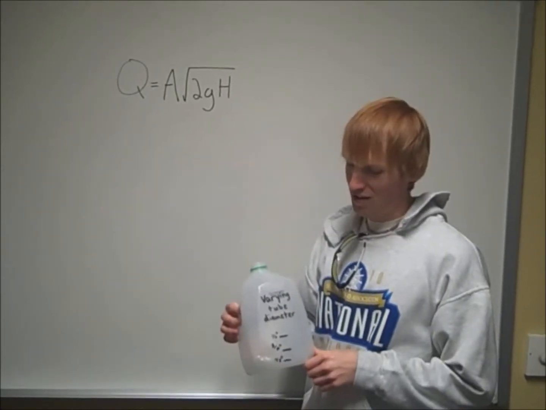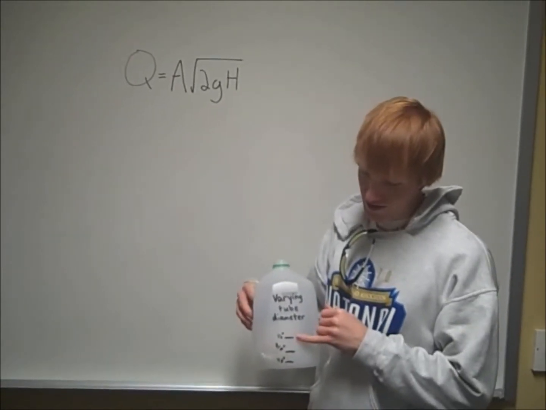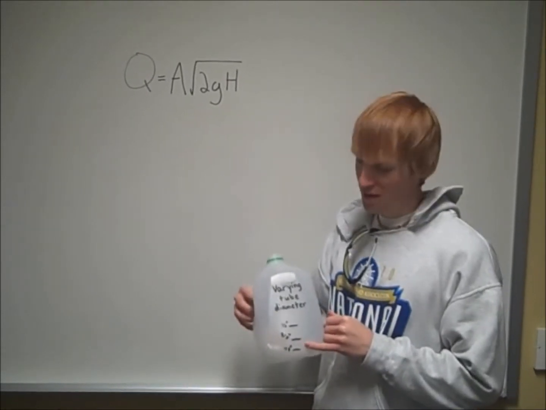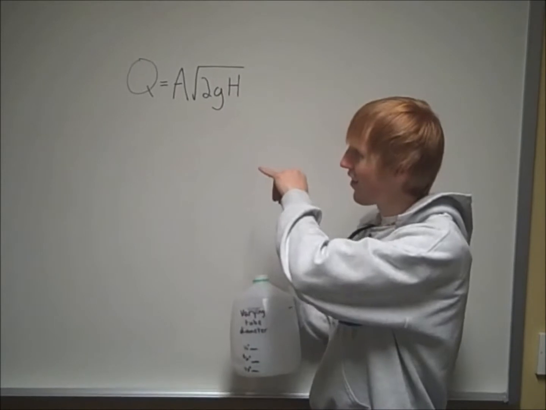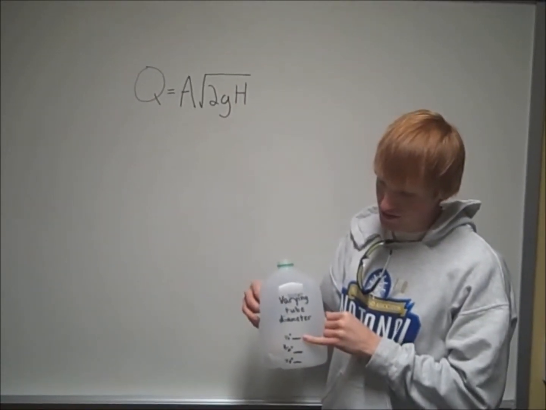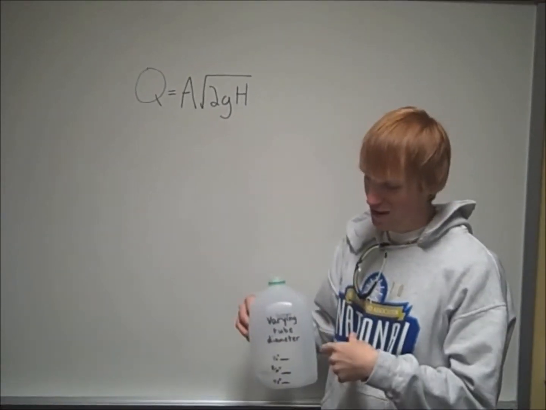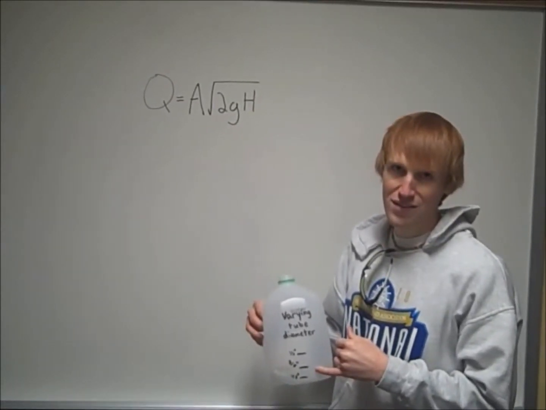So for the first part of the experiment, we had varying tube diameter between a 1/2 inch, a 3/8 of an inch, and a 1/8 of an inch tube, keeping height the same, but varying the area of the tube. And we found that the 1/2 inch yielded much more water transfer as compared with the 3/8 and the 1/8.